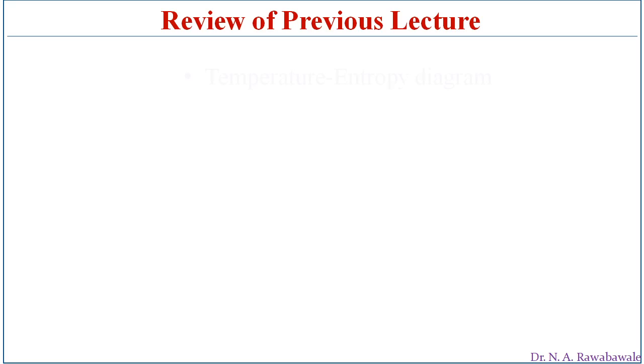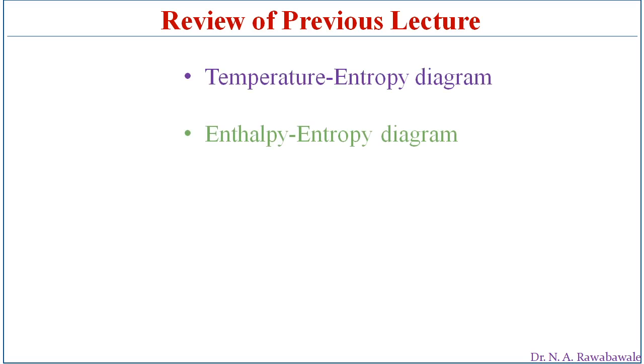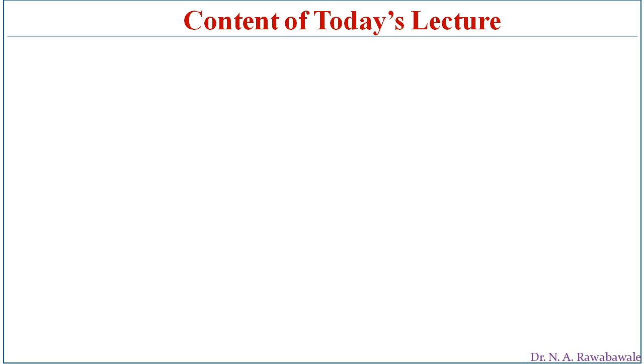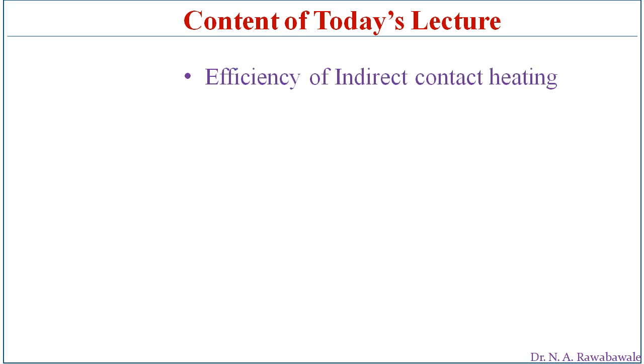So in the previous lecture we discussed the temperature-entropy diagram, the enthalpy-entropy diagram, the reheat cycle, and the regenerative cycle. Today we'll discuss the efficiency of indirect contact heating and the numerical on the vapor power cycle.